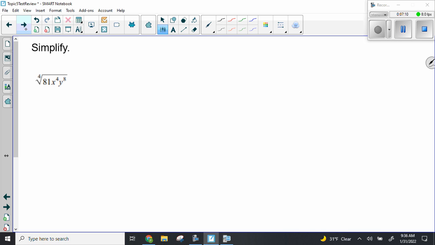Okay, let's simplify this expression. I'm going to go ahead and use rational exponents to simplify it. But first, I'm going to use this property that if I have some nth root of a times b, this becomes the nth root of a times the nth root of b. There are other ways to approach it, but this is the way that I prefer. So let's go ahead and do that.